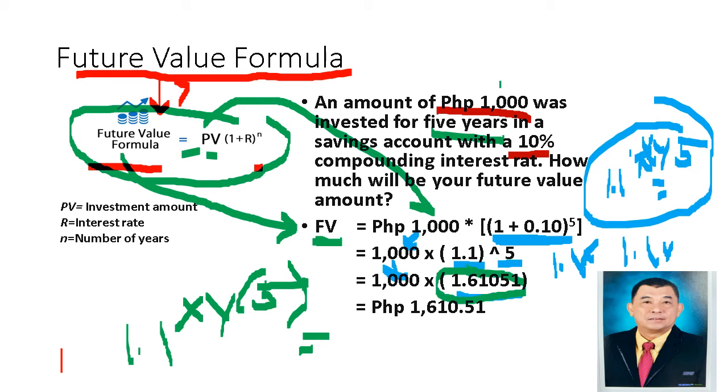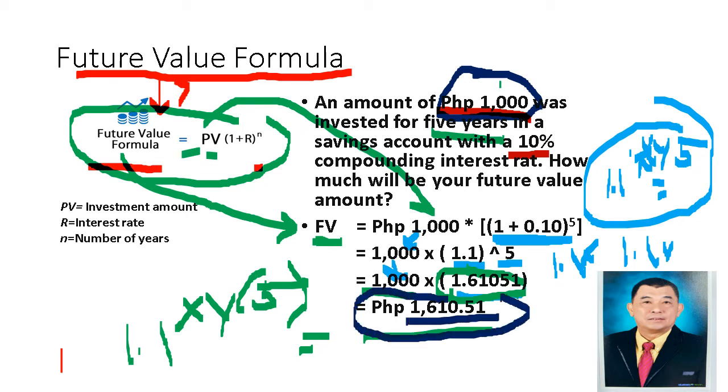So you now multiply 1,000 times 1.61051, which gives you a value of 1,610.51. Meaning to say, if you invested today the present value of 1,000, after 5 years, it will earn a 10% interest. So your money of 1,000 after 5 years will be 1,610.51. So the time value we learned at this point in time is about future value, and there is another thing which is the present value.